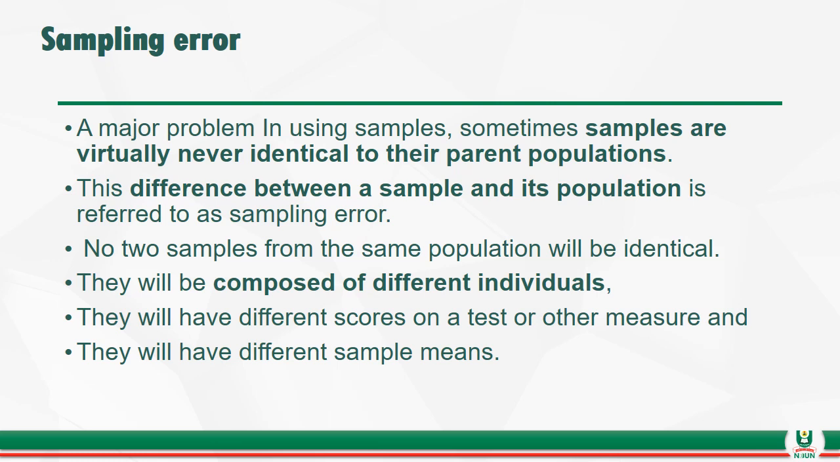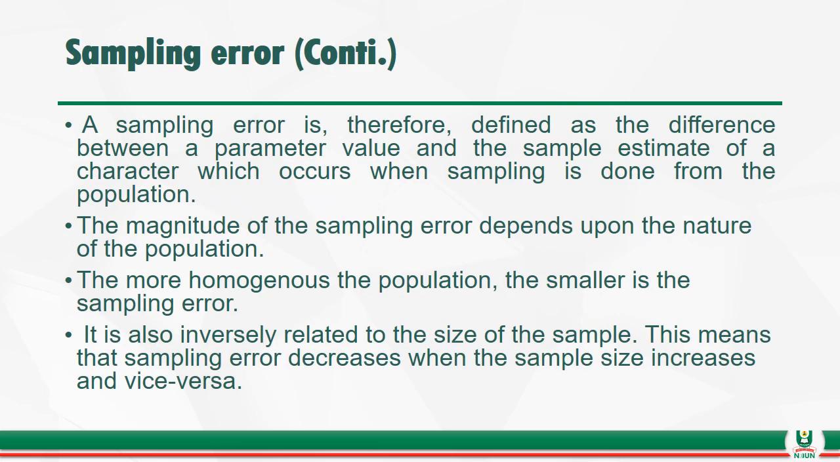This difference between a sample and its population is referred to as sampling error. No two samples from the same population will be identical. They will be composed of different individuals. They will have different scores on a test or other measure, and they will have different sample means. A sampling error is therefore defined as the difference between a parameter value and the sample estimate of a characteristic, which occurs when sampling is done from the population.